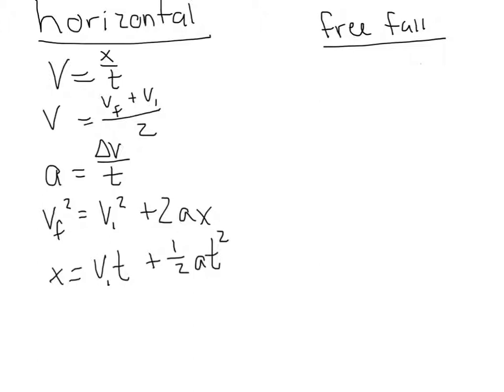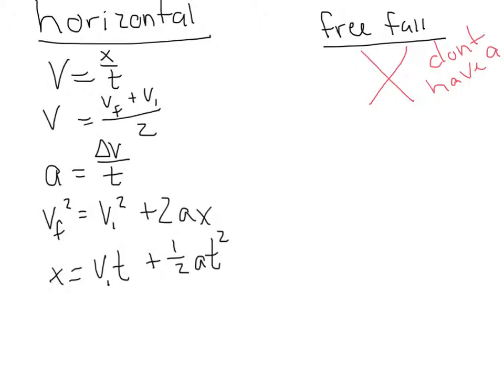Okay, let's take a specific look at how these equations are going to change as we go from horizontal motion to free fall motion. For horizontal motion, we had v equals x over t and v equals (vf plus vi) over 2. Both of these equations can no longer be used because they don't include acceleration. And if something is falling down, it is accelerating. So these don't have an a, so we can't use them.